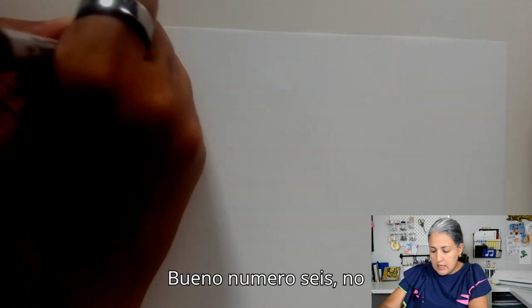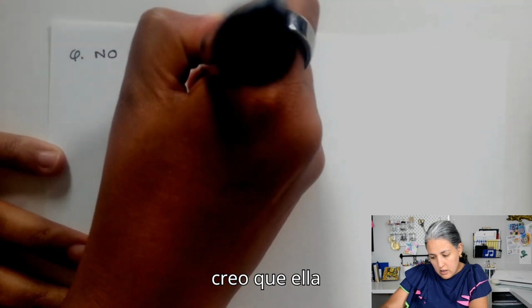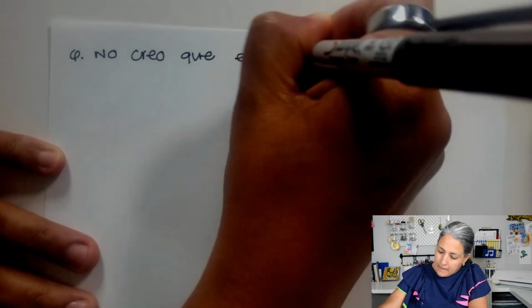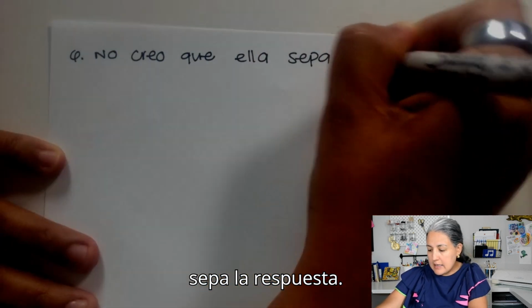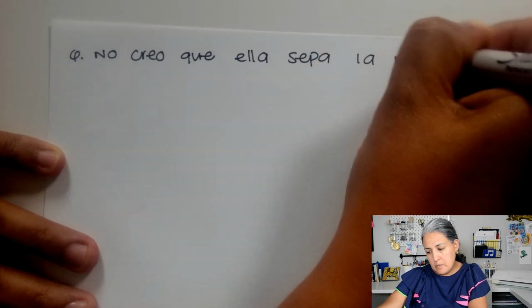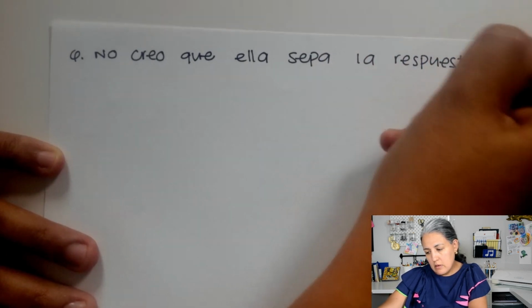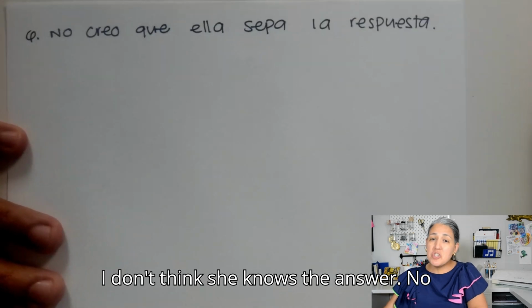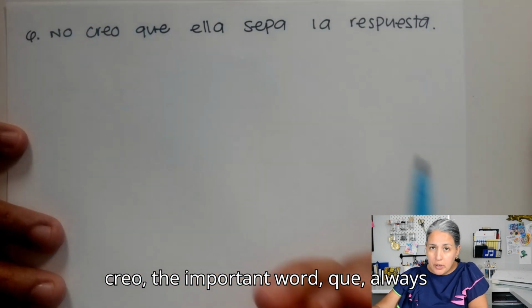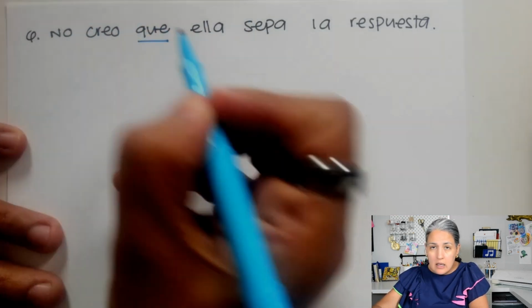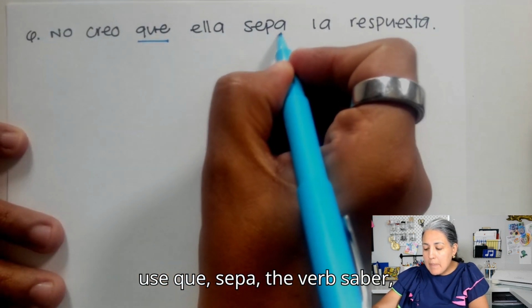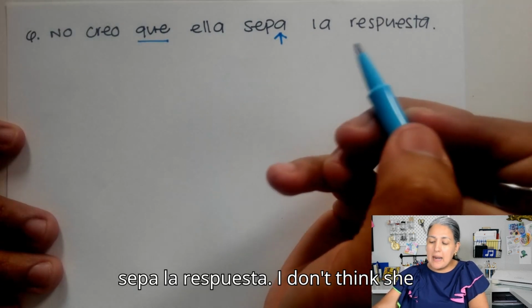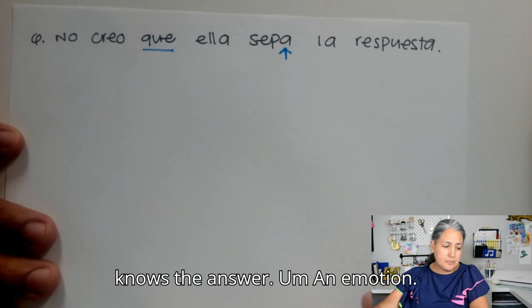Bueno, número 6. No creo que ella sepa la respuesta. I don't think she knows the answer. No creo, the important word. Que, always use que. Sepa, the verb saber. Sepa la respuesta. I don't think she knows the answer.